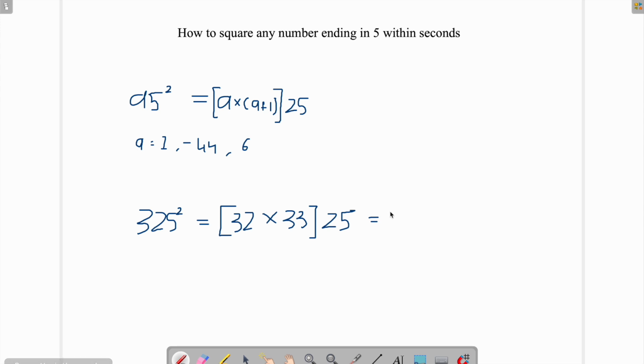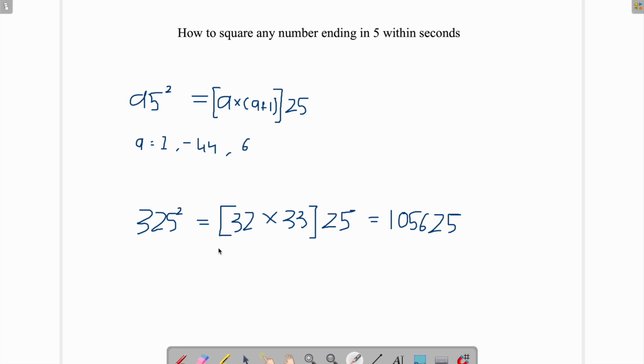So 32 times 33 is 1,056. Okay. And then what do we do? We just add 25 to the end. So 325 squared is simply 105,625. Okay, so do you believe me or not?